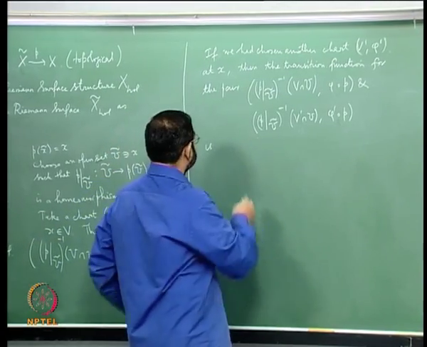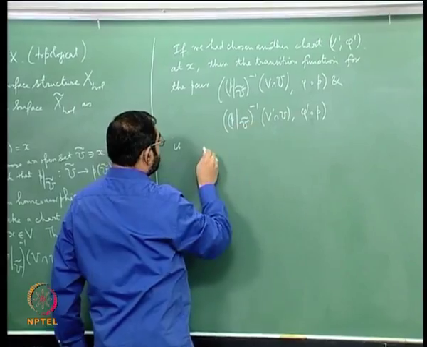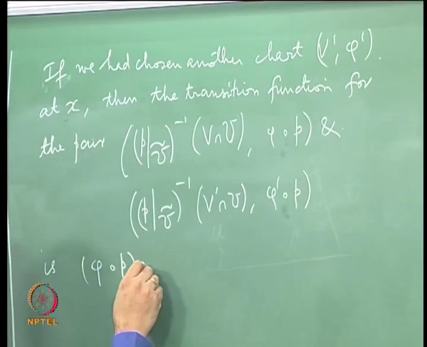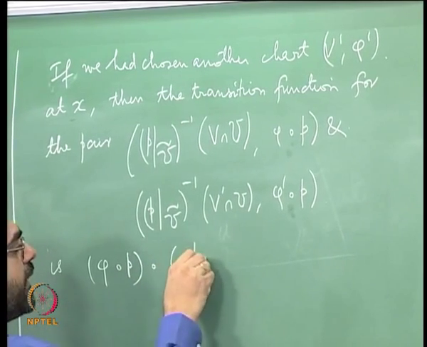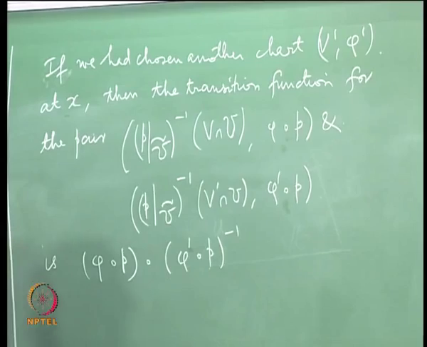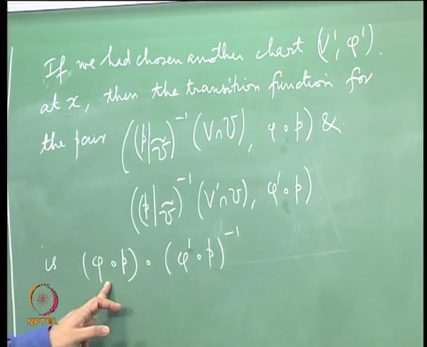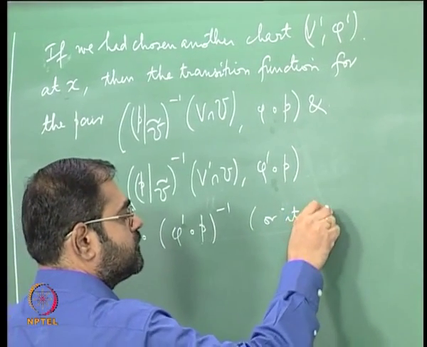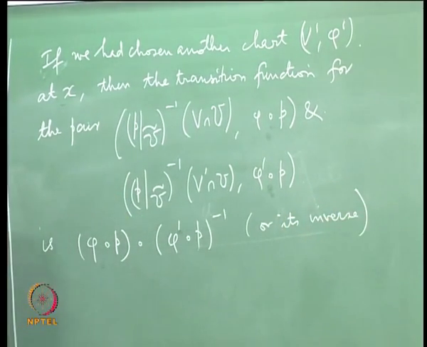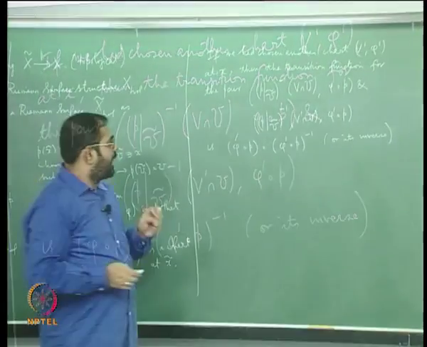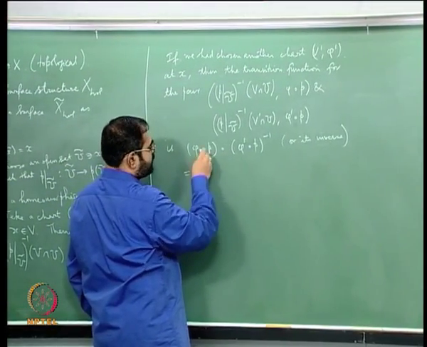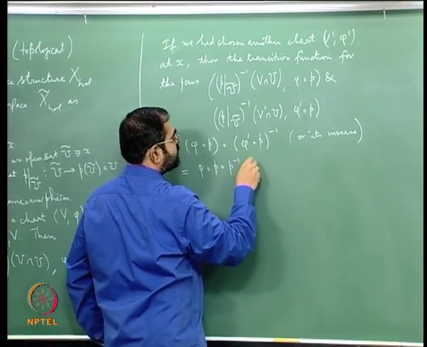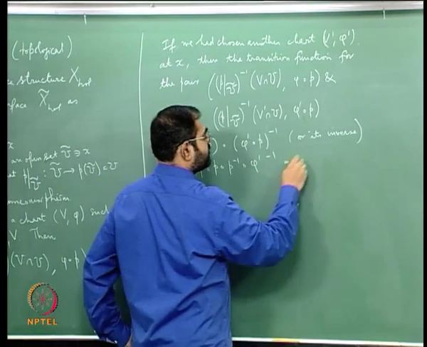So what will happen is, in this case the transition function will be φ circle P, the inverse of one followed by the other, or of course its inverse, depending on which order you take it in. But what is this? If you write it down, it's φ circle P inverse circle φ prime inverse, so you will simply get φ circle φ prime inverse.